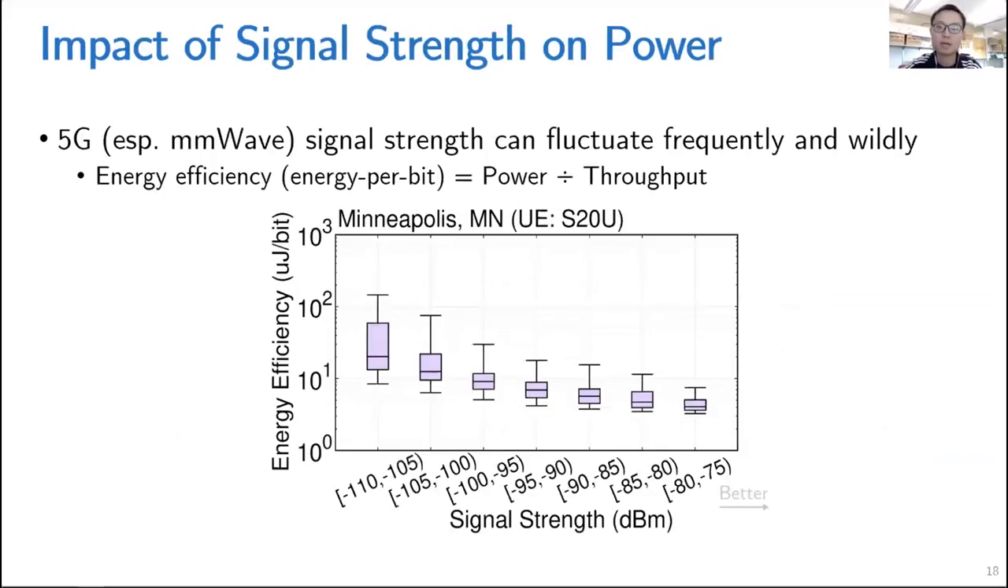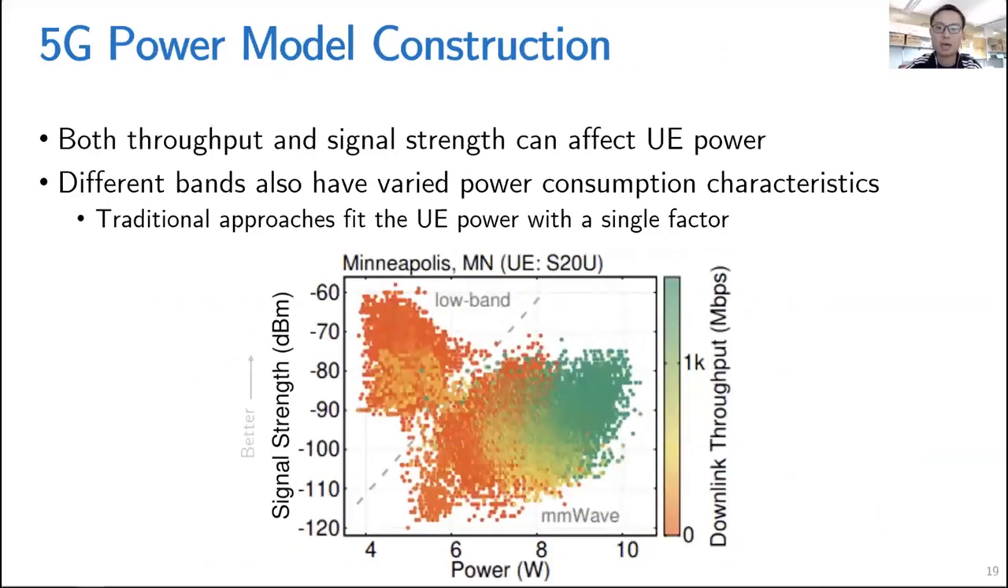Signal strengths also affect the power consumption, and 5G signal strengths can fluctuate frequently and widely. To better isolate the impact of signal strengths, we divide the power by the throughput to calculate the energy efficiency for different signal strength levels. The energy per bit drops as the signal strength gets better. Looking into the power, throughput, and signal strength relationship, we can conclude that both throughput and signal strength can significantly affect UE power. With the recorded network band information, we also see different bands have varied power characteristics.